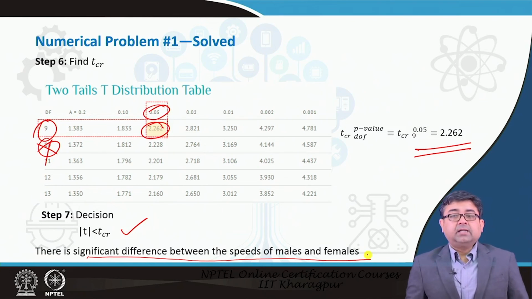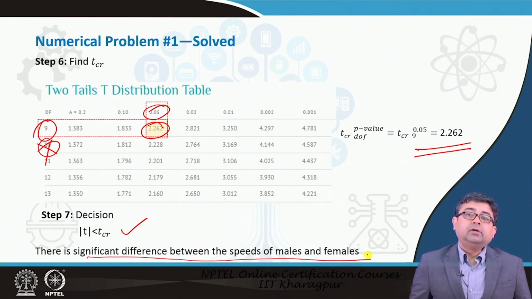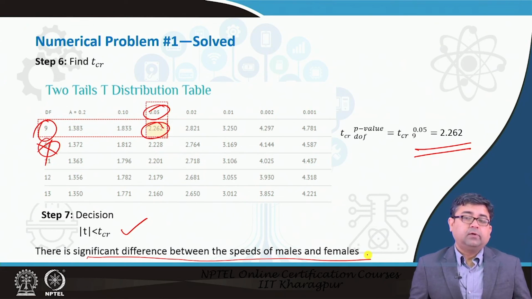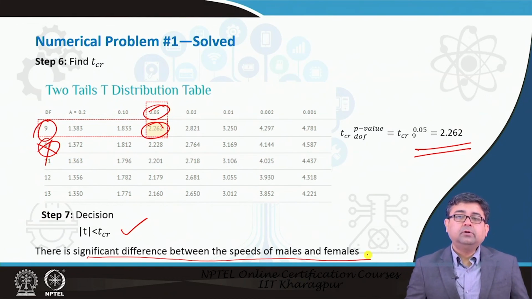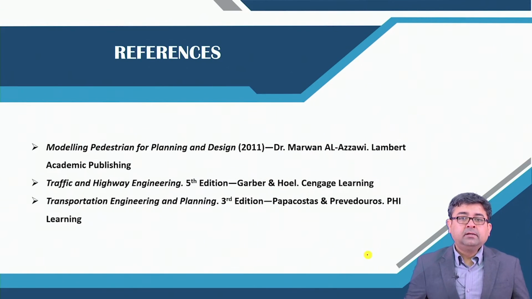So, that tells you that if you are trying to plan a facility at that location, a footpath or whatever it may be, there are significantly different speeds of the females and the males that walk on that road, and hence you have to take both of these groups into account when you are planning for this facility. I hope that is clear.